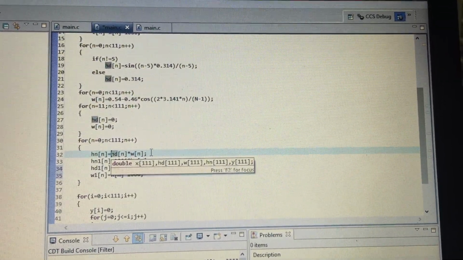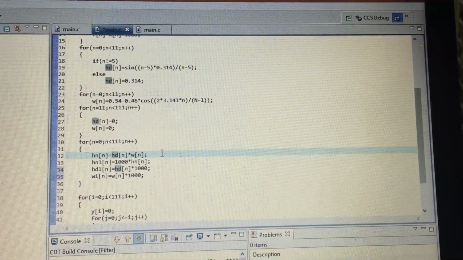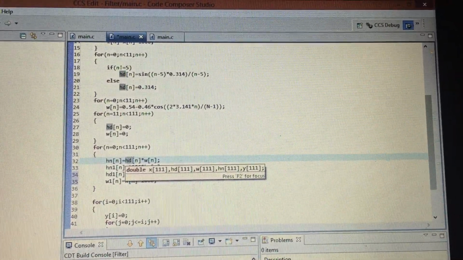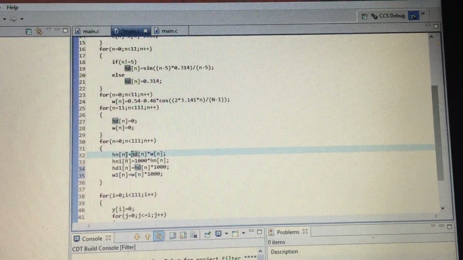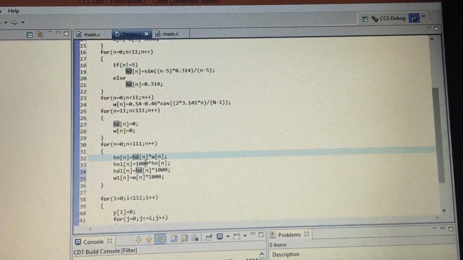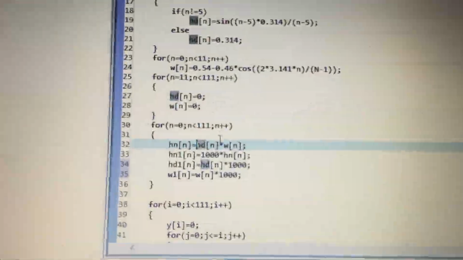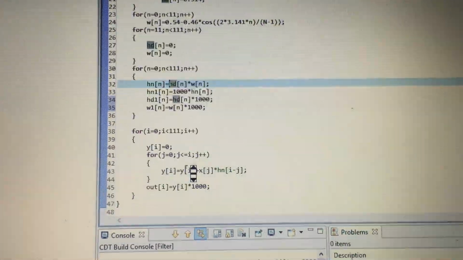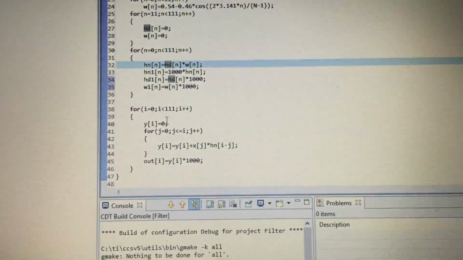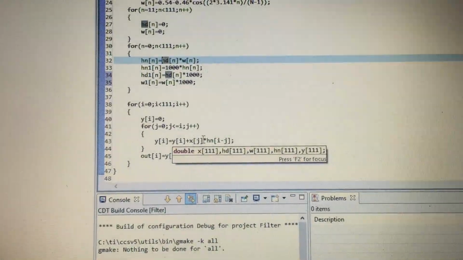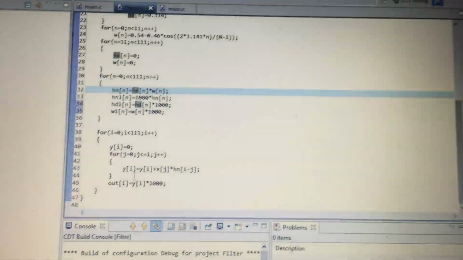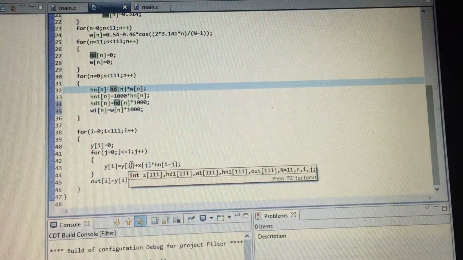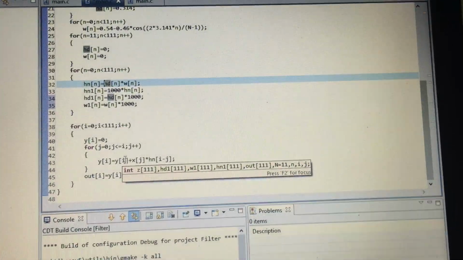And to get the final desired frequency filter, we are multiplying the desired frequency filter with the Hamming window, and we are multiplying each of these filter coefficients with 1000, as CCS cannot display the 16-bit decimal points. And this for loop gives the convolution of the input distorted signal with the final filter coefficients, and the output is the 1000 multiplication of the output signal to display it in the CCS window.